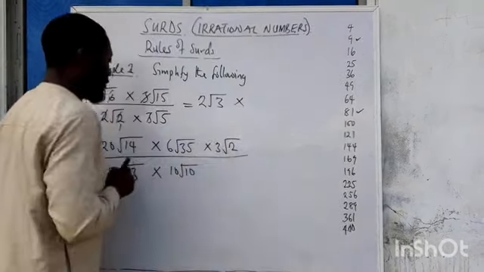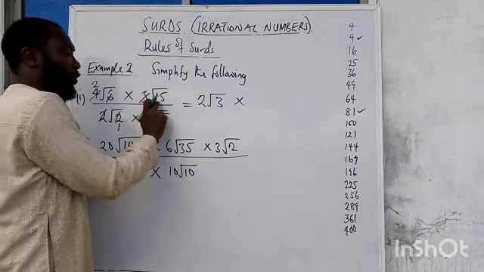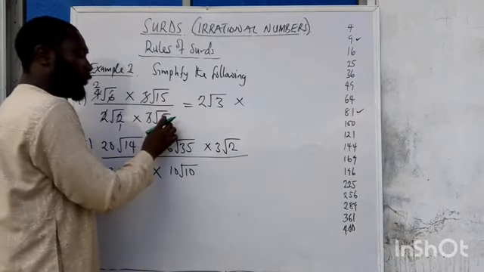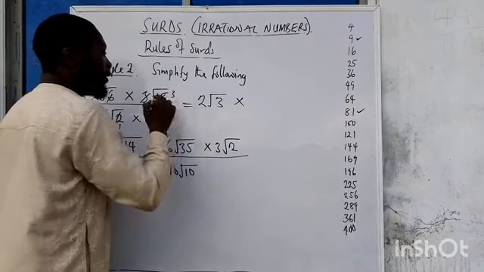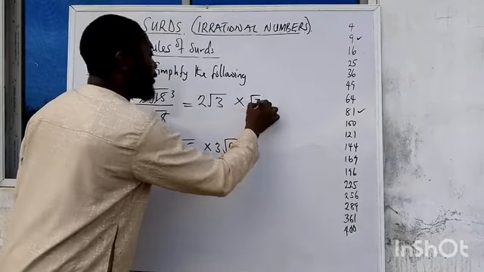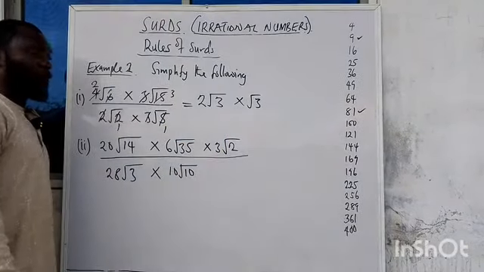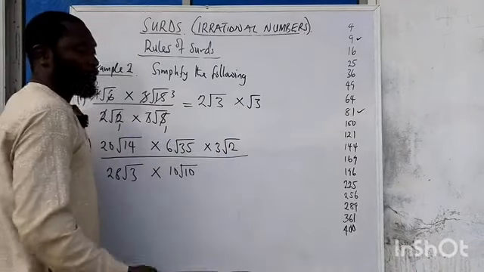Multiply by, here we have just square root of 15 inside the root, square root of 5. So 5 can divide 15. 5 in 5 is 1, 5 in 15 is 3. So you have square root of 3. There's no other value again. So we can now multiply.